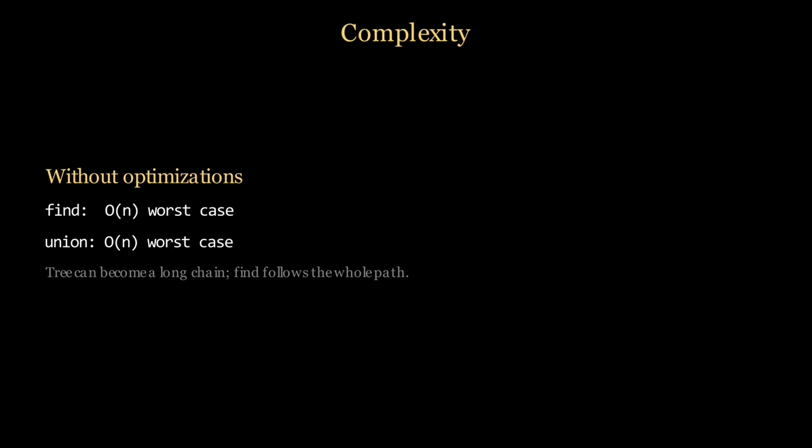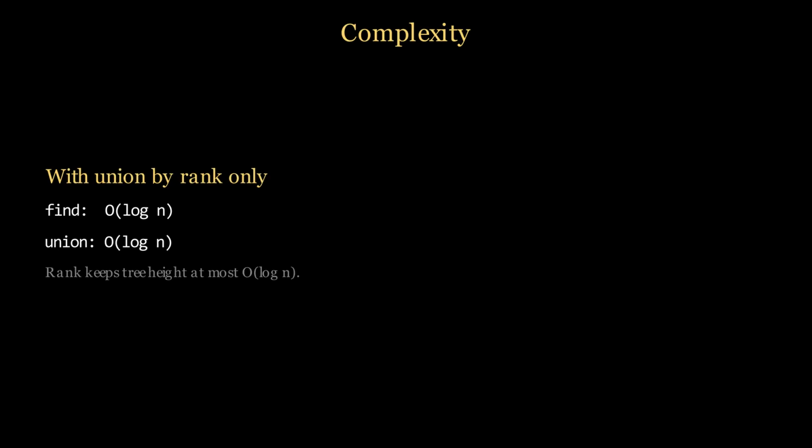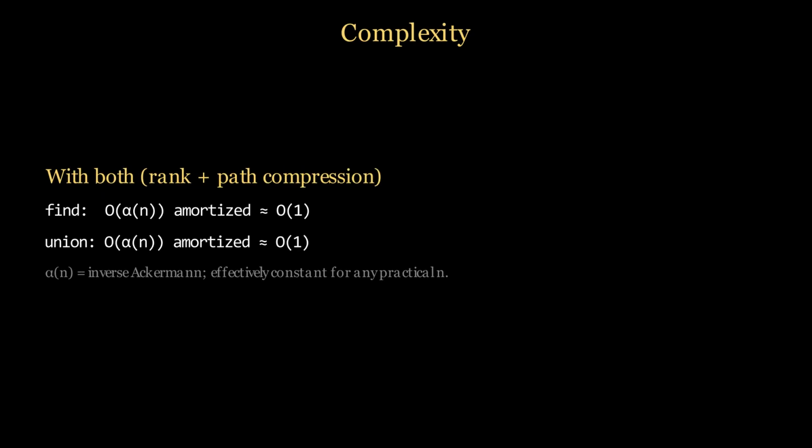Without optimizations, find and union can both be O of n worst case, because the tree can become a long chain and find must follow the whole path. With union by rank only, find and union are O of log n, since rank keeps the tree height at most O of log n. With path compression only, find and union are O of log n amortized. Path compression flattens the tree over time. With both rank and path compression, find and union are O of alpha of n amortized, which is effectively constant for any practical n. Alpha is the inverse Ackermann function.